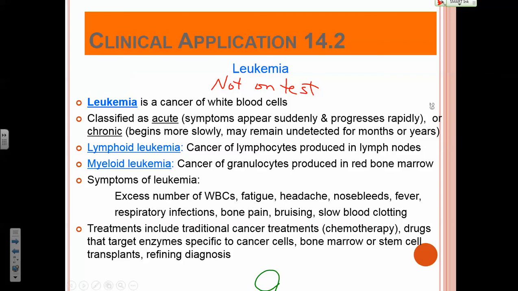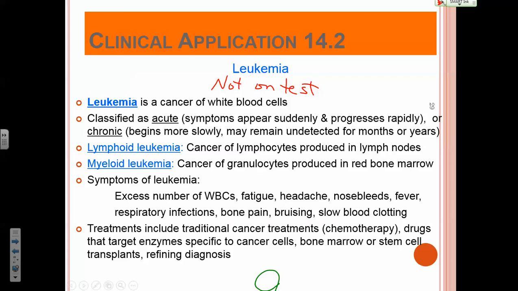Some, you slowly get symptoms of fatigue and pain, and it's kind of flu-like, and it just lasts and lasts and doesn't go away. That's the more chronic kind. But anyway, some of them are of the lymphocytes, and some are the myeloid type, which particularly affects the granulocytes. And I think of the granulocytes, it's more the neutrophil line. But anyway, here you can see some symptoms of it and treatments.